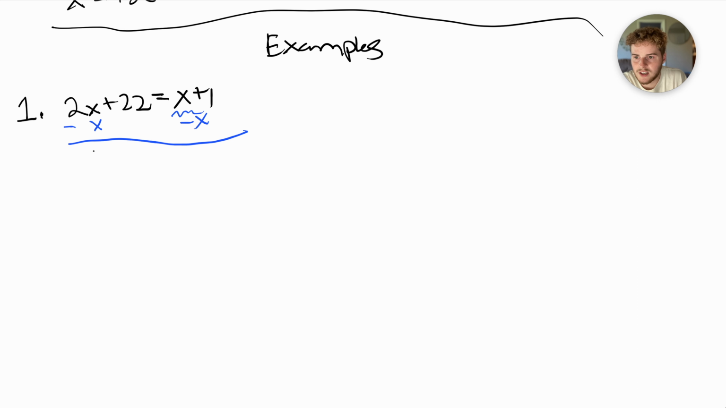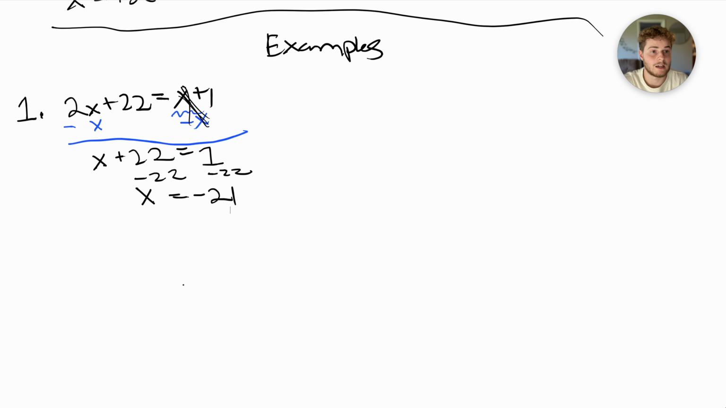2x minus x would be x. We still have 22 on the left side. We're going to be getting rid of this x here. We know that that cancels out. And that leaves us with a 1 on the right side. Now we can say minus 22 to both sides to get rid of that 22. Leaves us with an x on the left side. 1 minus 22 would be negative 21. And that would be our answer.